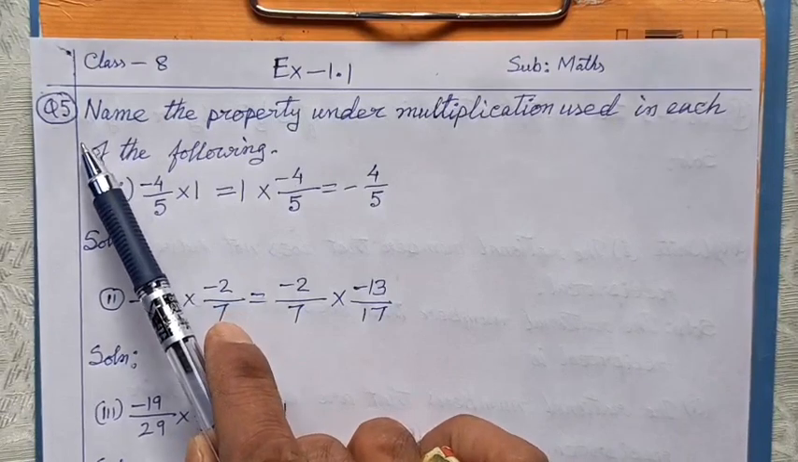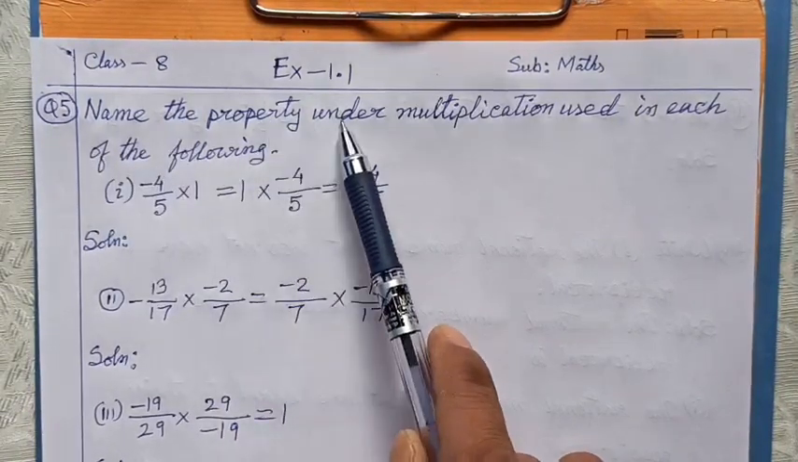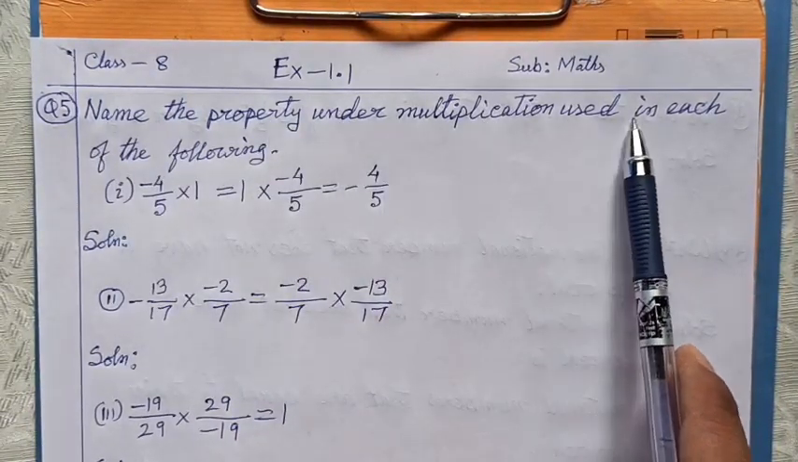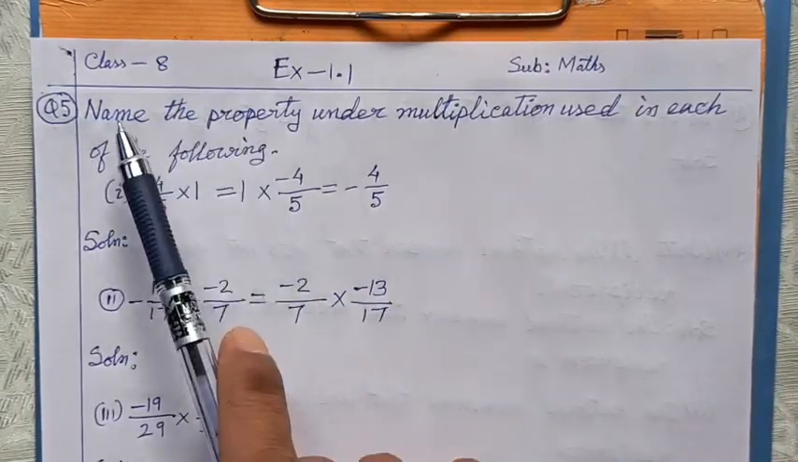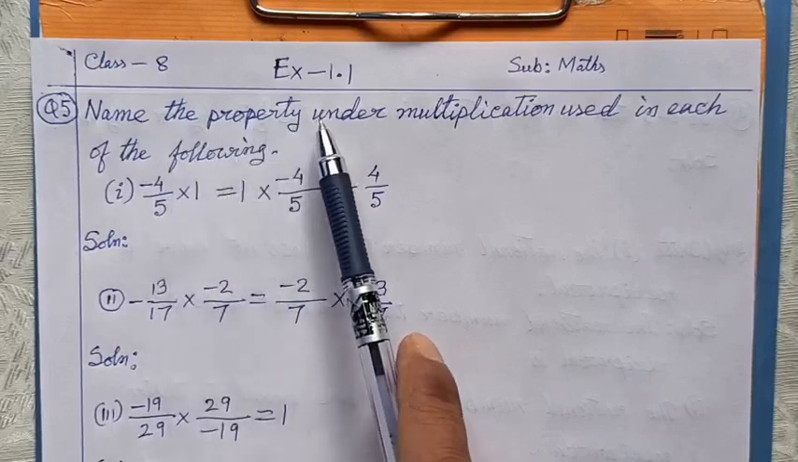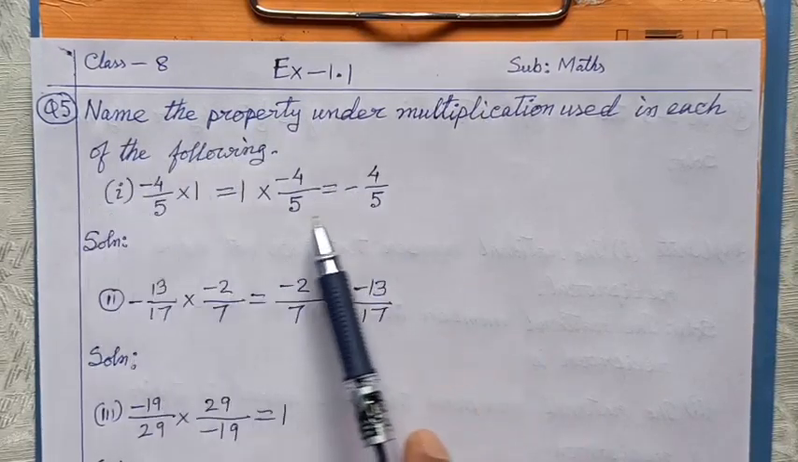Now question number 5. Name the property under multiplication used in each of the following. Here in this question we have to name the property under multiplication. Let us observe these questions.